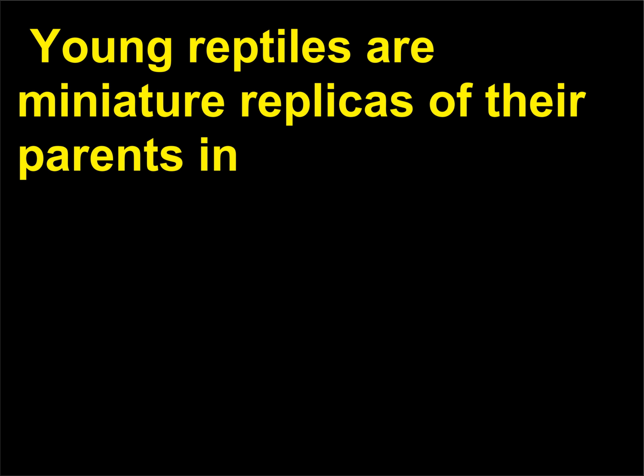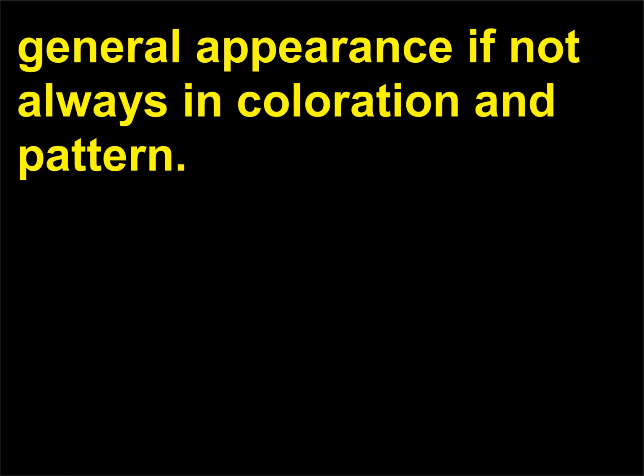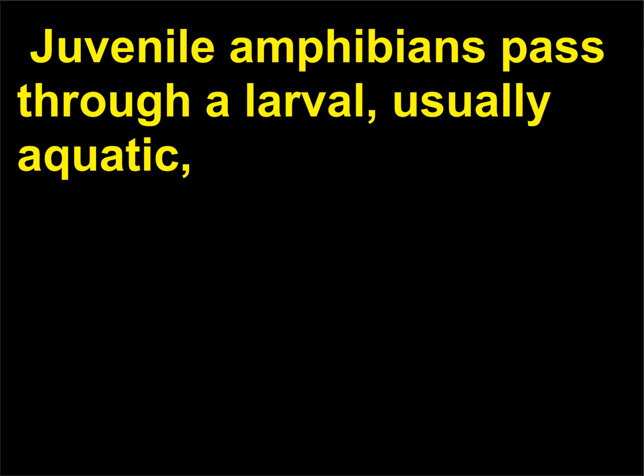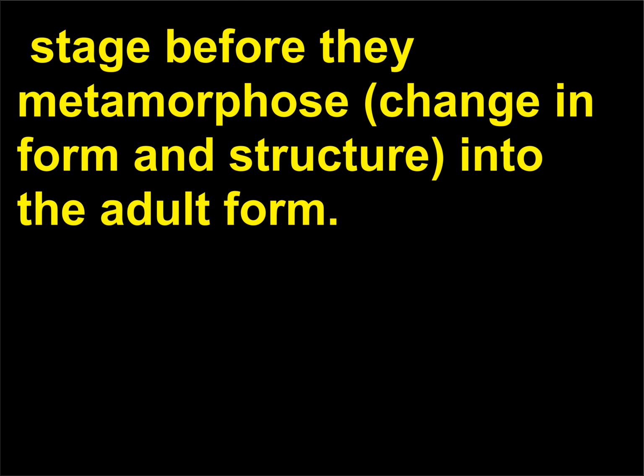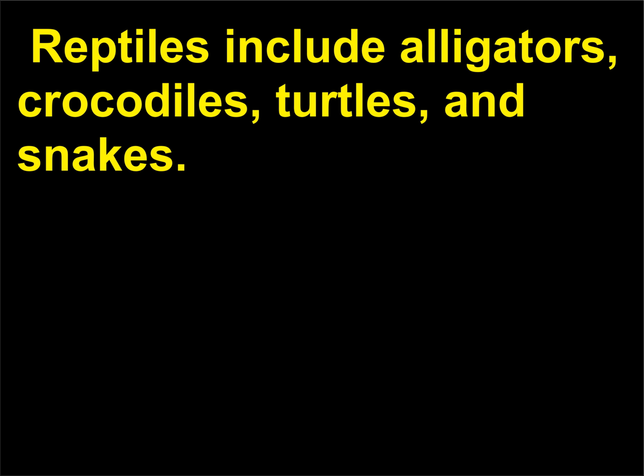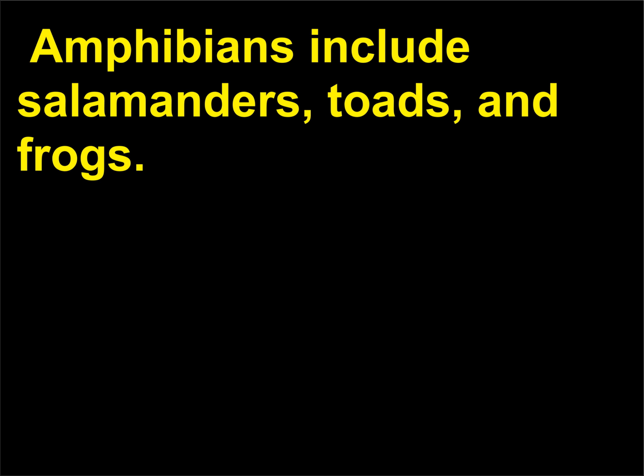Young reptiles are miniature replicas of their parents in general appearance if not always in coloration and pattern. Juvenile amphibians pass through a larval, usually aquatic, stage before they metamorphose, change in form and structure, into the adult form. Reptiles include alligators, crocodiles, turtles, and snakes. Amphibians include salamanders, toads, and frogs.